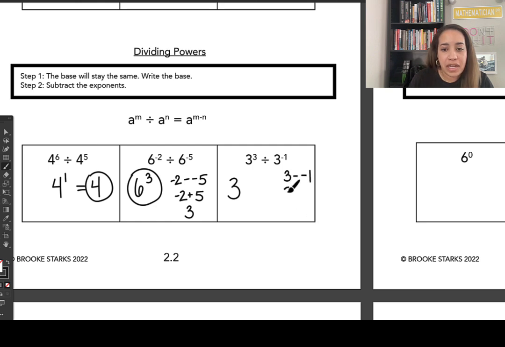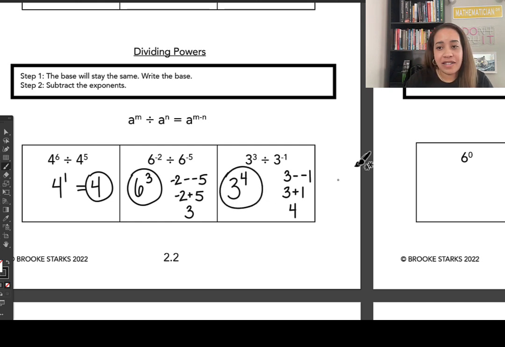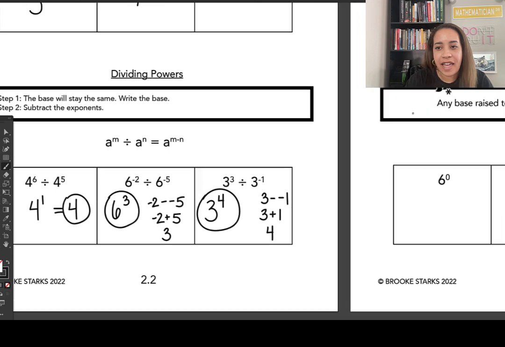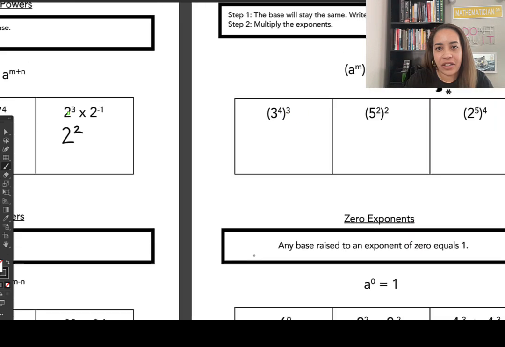We keep the 3, change from a minus to a plus, and change from a negative 1 to a positive 1. 3 plus 1 gives us 4. So now I know that my final answer is 3 to the 4th power. We'll continue to practice a few more rules, and then we'll apply them together.